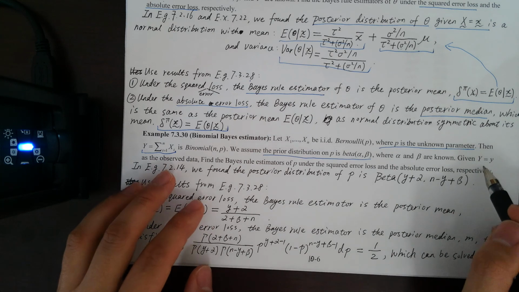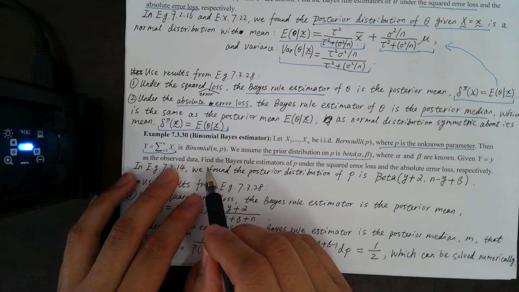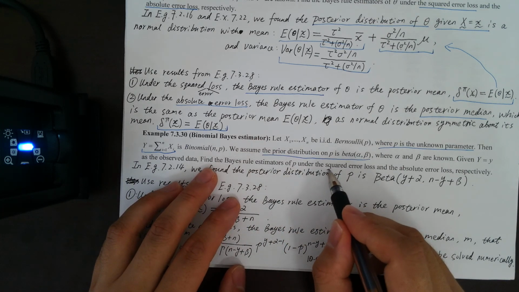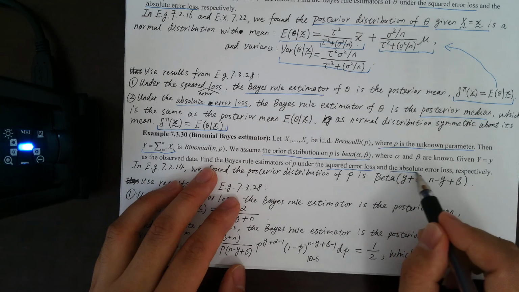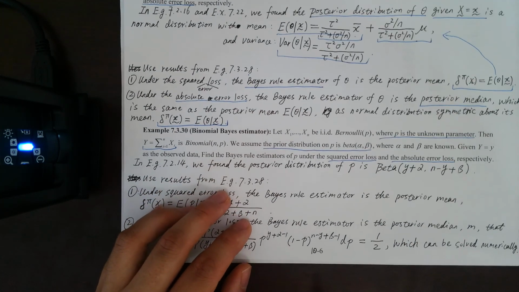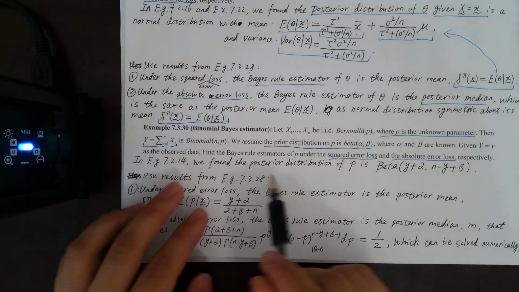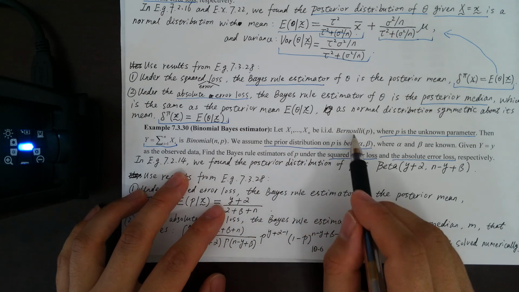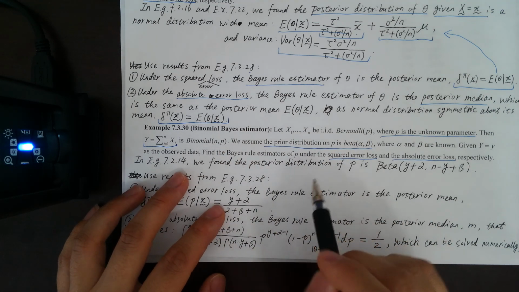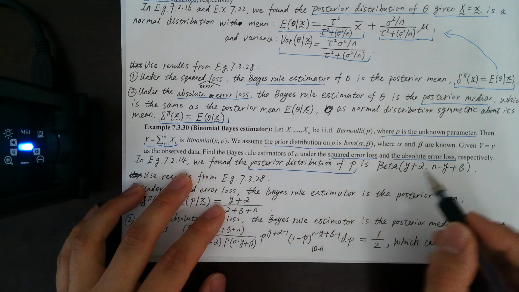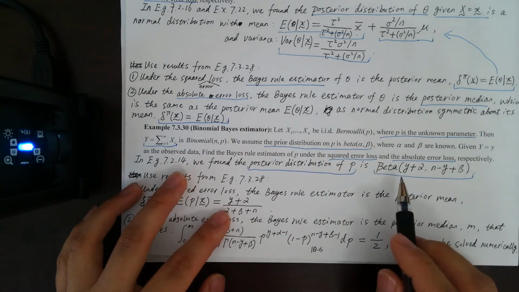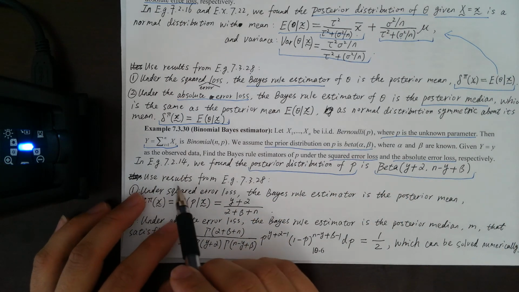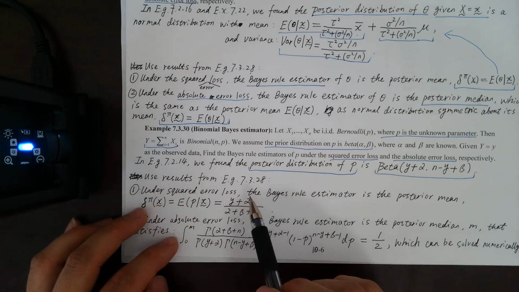Okay, so given Y as our observed data, let's find the Bayes rule estimator of P under the squared error loss and the absolute error loss. First, we still use the result in the previous example. We know this is the beta binomial conjugate family, so the posterior distribution of P is a beta distribution. We have derived this before, so now we are going to use the results from the previous example.